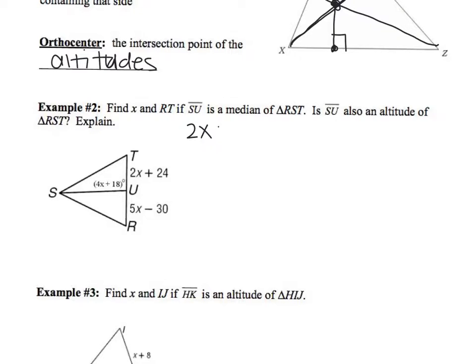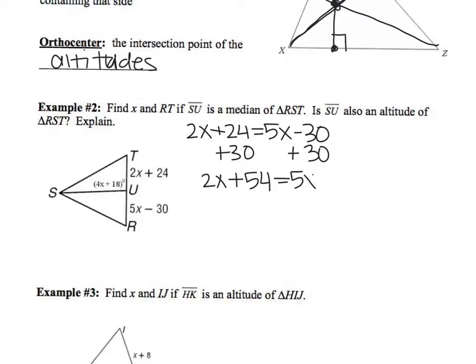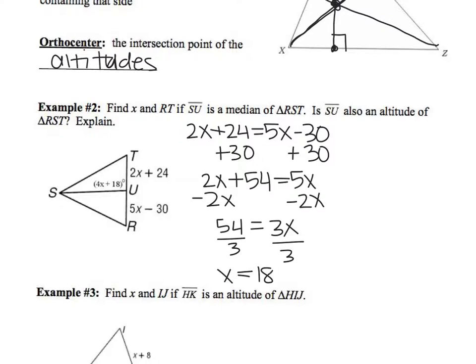So we know 2x plus 24 is going to equal 5x minus 30. So first thing I'm going to do is add 30 to both sides. We get 2x plus 54 equals 5x. Subtract 2x from both sides. We get that 54 equals 3x. Then we are going to divide both sides by 3. And we get that x equals 18.